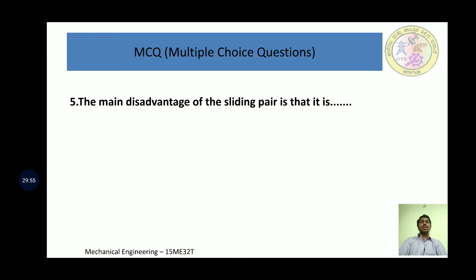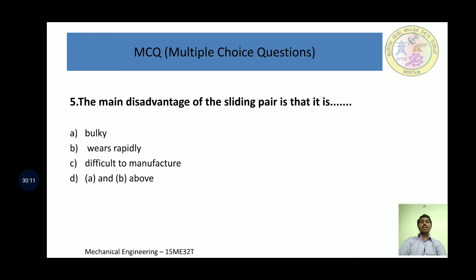Fifth question. The main disadvantage of sliding pair is that it is A, bulky; B, wears rapidly; C, difficult to manufacture; D, A and B. Correct answer is bulky and wears rapidly.